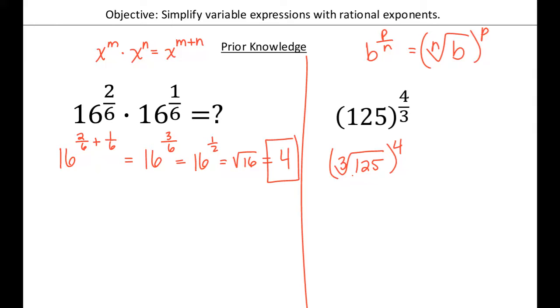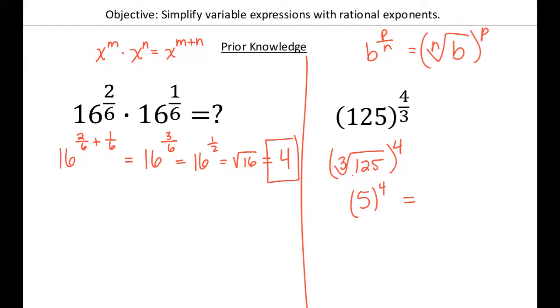Then you look at your table of roots. You guys should have it in the back of your booklet or something. Table of roots. I have it up here also. It's the cube root. So you look at the cube root of 125, which is here. So my answer is 5. The cube root of 125 is 5, right? So this becomes 5 to the 4th power.